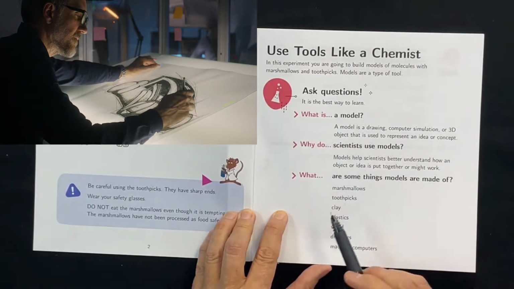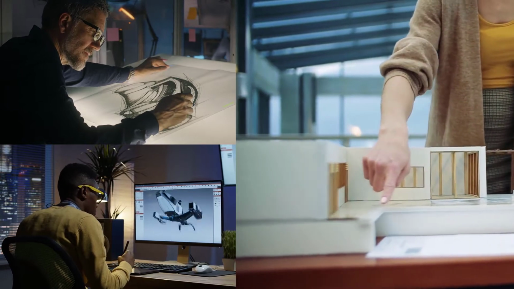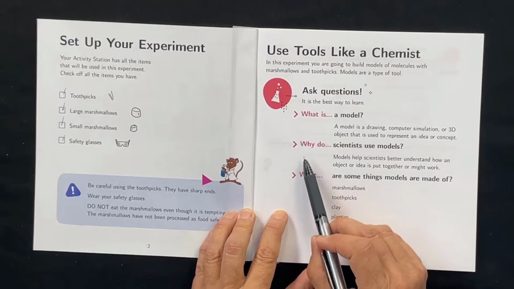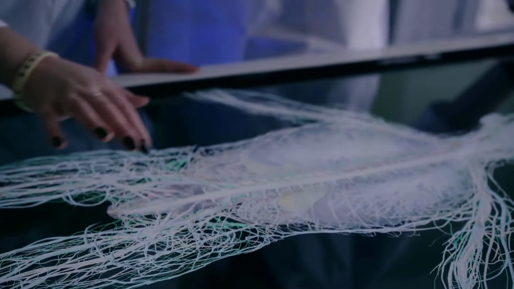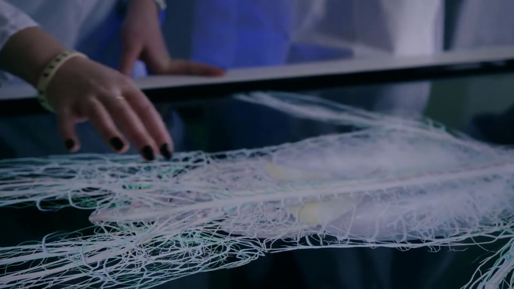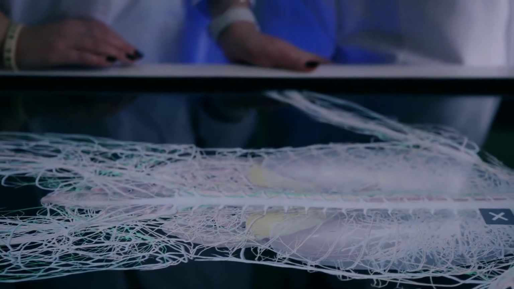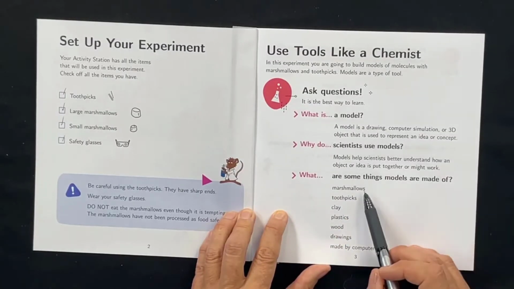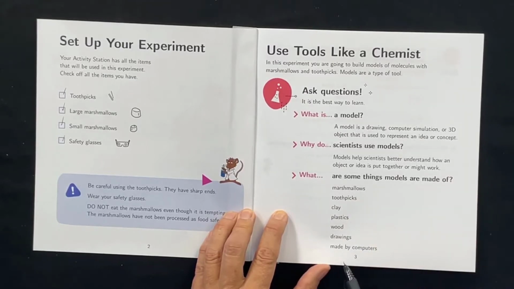Well, a model is a drawing, a computer simulation, or 3D object that is used to represent an idea or concept. All right, next question. Why do scientists use models? Well, models help scientists better understand how an object or an idea is put together or might work. The next question. What are some things models are made of? Marshmallows, toothpicks, clay, plastics, wood, drawings, or they can be made by computers.